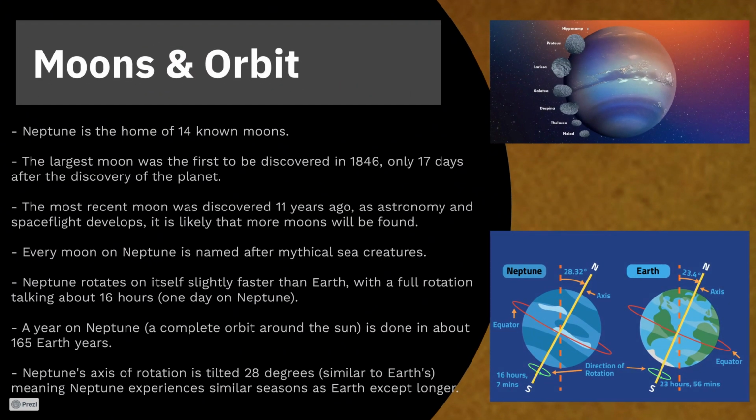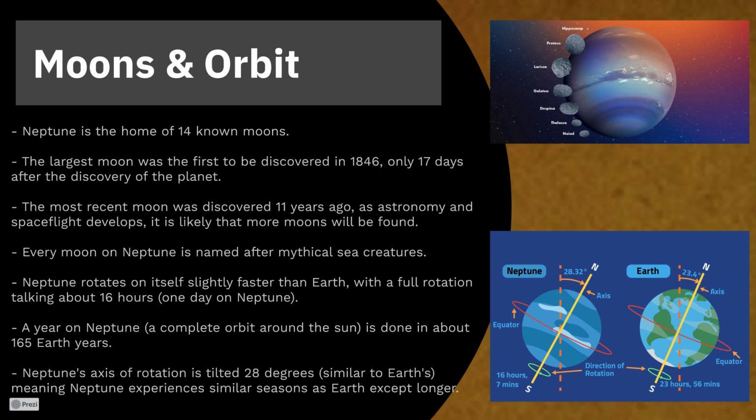Neptune's moons and orbit. Neptune is the home of 14 known moons. The largest one, Triton, was discovered in 1847 by William Lassell, only 17 days after the discovery of the planet. The most recent moon was only discovered 11 years ago. As astronomy and spaceflight develops, it is likely that more moons will be discovered in the future. Each moon on Neptune is named after mythical sea creatures.